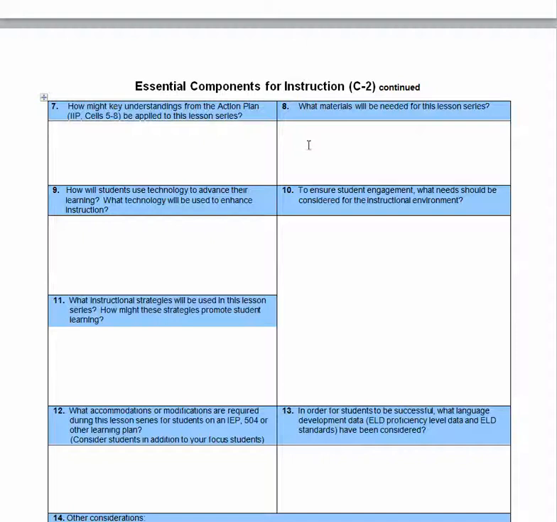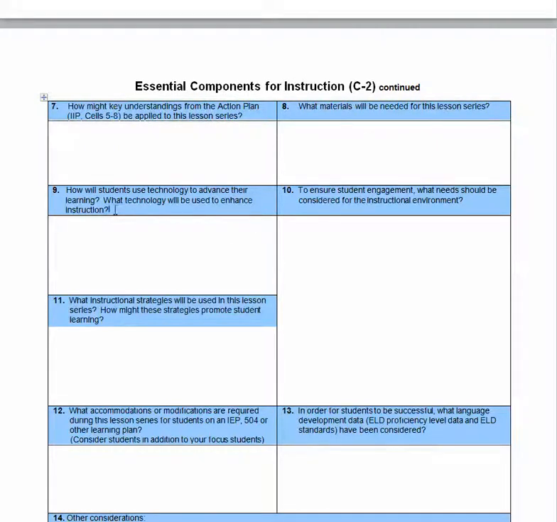Okay. Number 8 is what materials are you going to need? Is there anything specific that you're going to need for the lesson series? And you might have to come back and add to this as you develop your lessons. And then number 9, how are students going to use technology to advance their learning? Somewhere in this unit, we want the students using, accessing, or being involved with the use of technology.